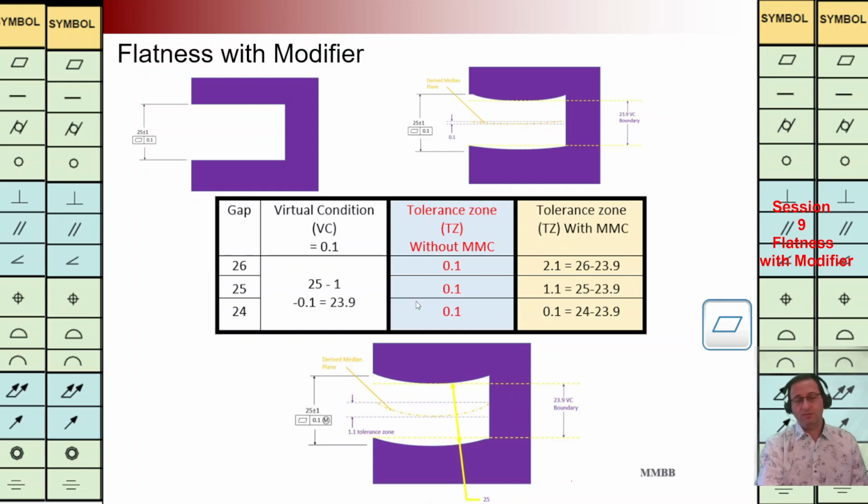No matter what is the value of the gap, we are going to have the constant tolerance zone for the midplane. It is 0.1. If we are going to add modifier here, as we can see in this figure, based on the value of the gap, we are going to have different value for tolerance zone for midplane. We are going to have a dynamic tolerance based on the gap.